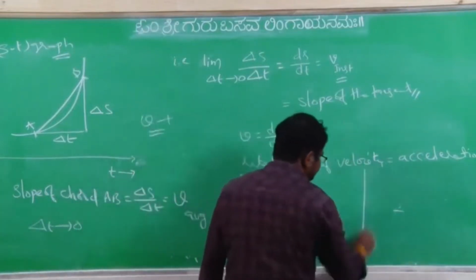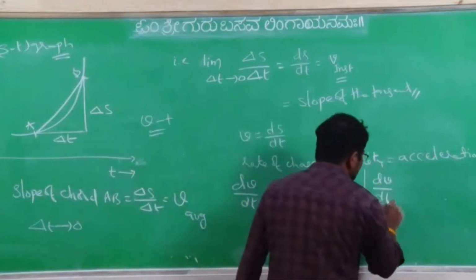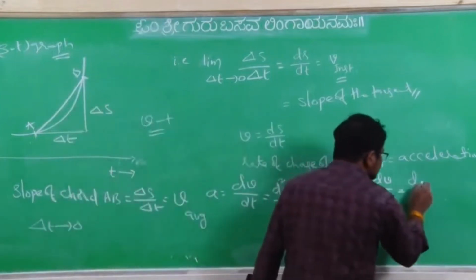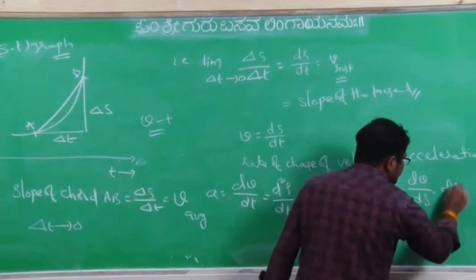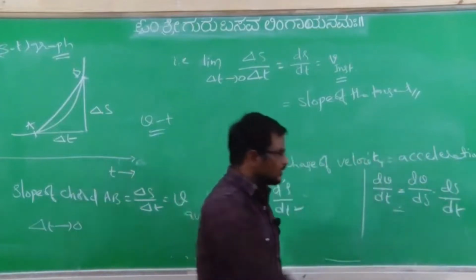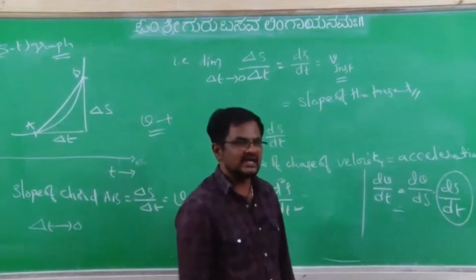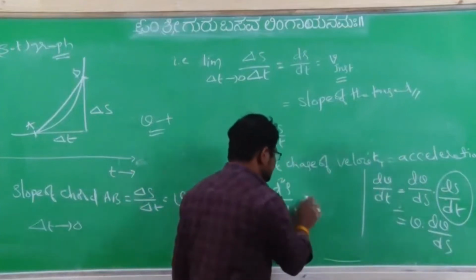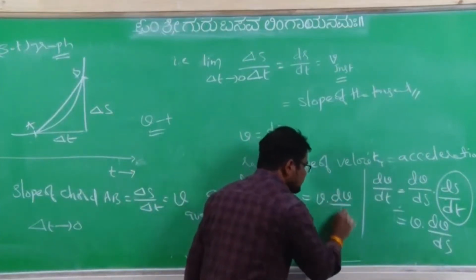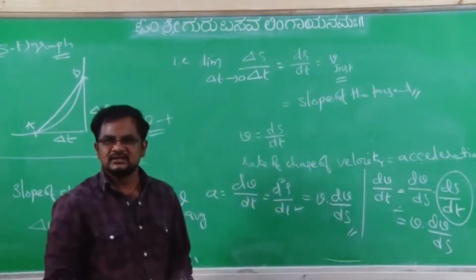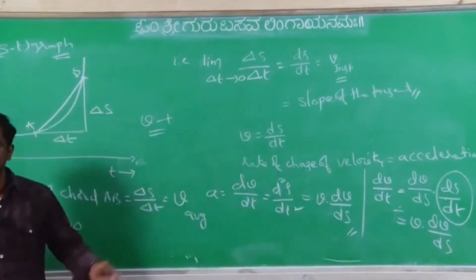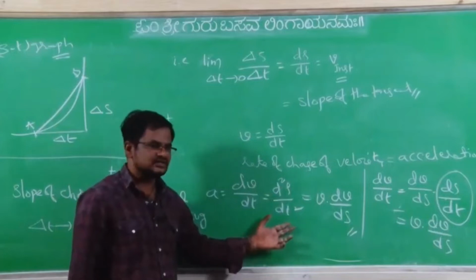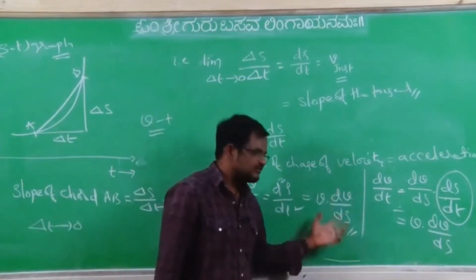And also here, dv by dt is simply denoted by a. Can you write this as dv by ds into ds by dt? Now this ds by dt is the velocity. That is equal to v into dv by ds. So this acceleration you can also write as v into dv by ds. Means there are three forms of the acceleration: a equals dv by dt, d square s by dt square, and v into dv by ds.